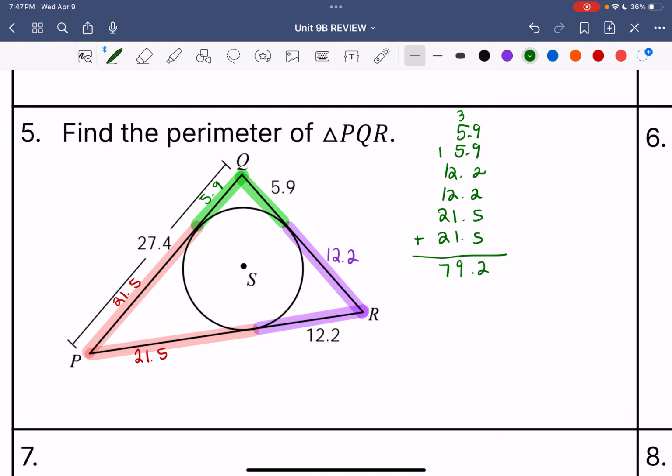Okay, and if I'm doing my math right, I think that is 79.2. So the perimeter of triangle PQR is equal to 79.2.